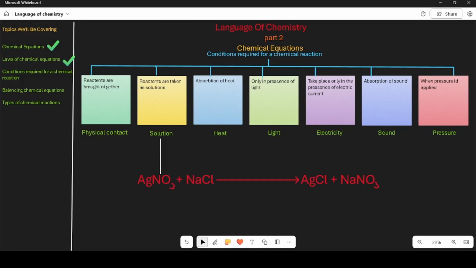Solution. Some chemical reactions take place only when the reactants are taken in the form of a solution. For example, AgNO3 plus NaCl results in AgCl plus NaNO3. This reaction between silver nitrate and sodium chloride only happens when they are in liquid state or dissolved in water, not when they are in solid state.